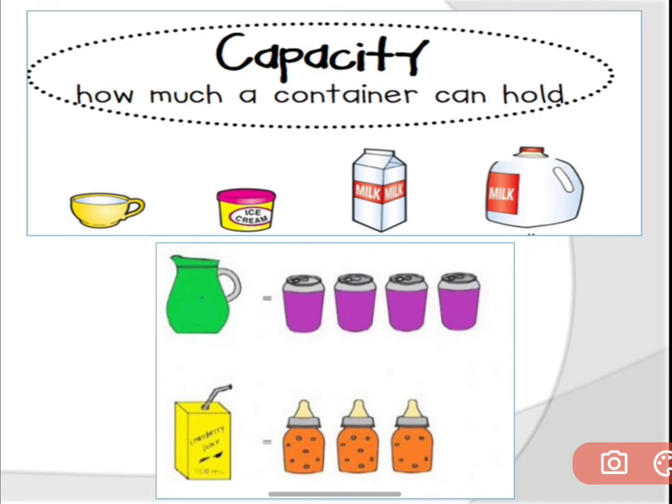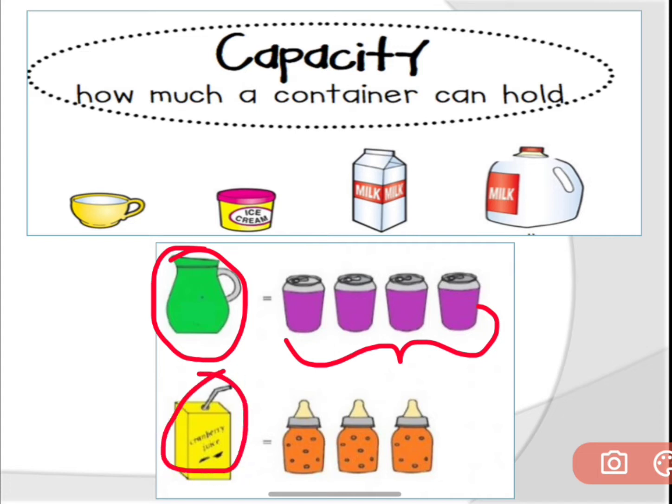And if you see, children, here, the capacity of this jar is equal to the capacity of four small cans, four cans we can say, isn't it, children? And the capacity of this juice is nothing but the capacity of three milk bottles, isn't it, children? So in that way, the capacity of a container is compared with the capacity of other containers.